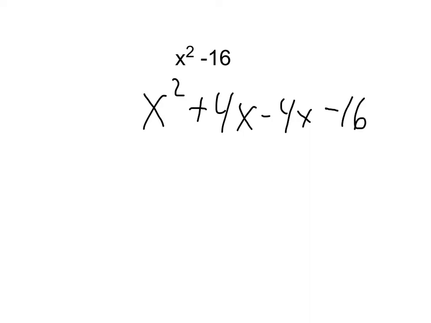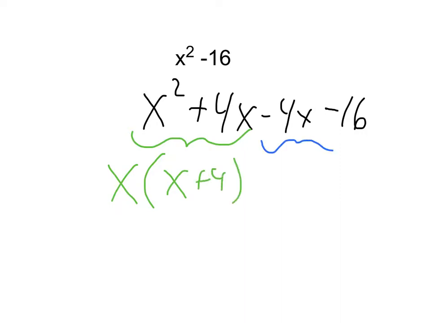Again, I haven't changed the value of it, I've just changed how it looks. So now, I can look at these two and say they have a greatest common factor of x. This is x times x plus 4. I can look at the next two. And be careful, since they're both negative, I can say they have a greatest common factor of negative 4. And again, this is x plus 4.